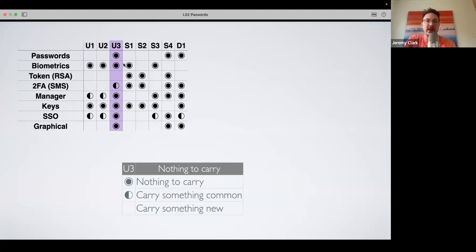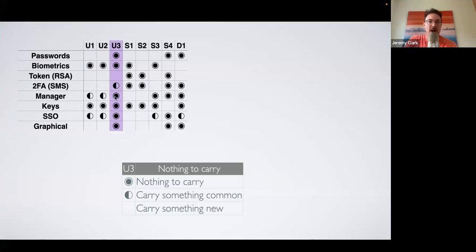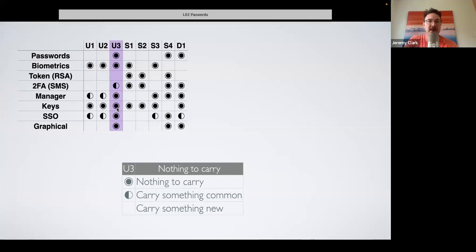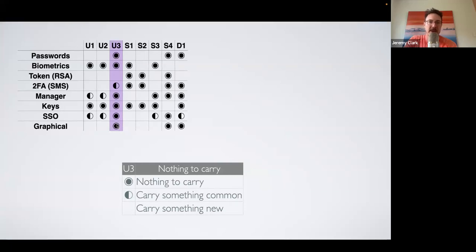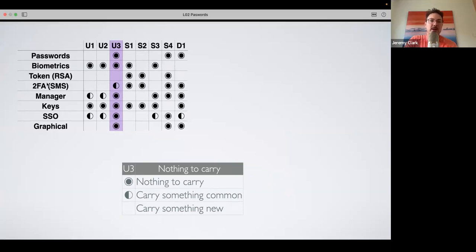Okay, so nothing to carry. Passwords, biometrics, you're carrying your finger anyways. Password managers, which is a password, it's in your brain. Keys is a file on your computer. Single sign-on is a password, and graphical is also a password. These are all things that are already in your brain or on your body, so they get a full dot. Two-factor, you have to carry your phone, but you're probably carrying it anyway. So we decided that that would be a half dot.